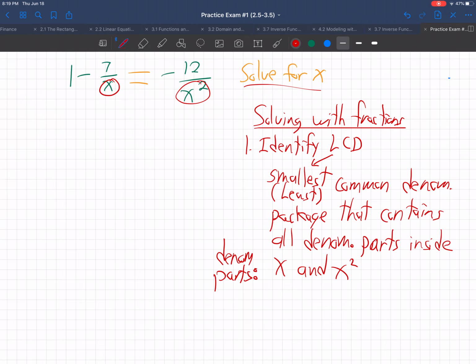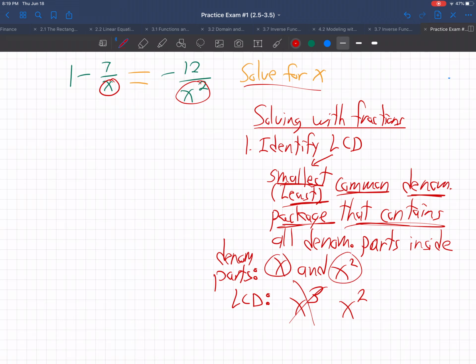Okay, and so what's the LCD? What's the smallest or least common denominator package that contains them all? Should you say, oh, x and x squared, I better do x cubed? No, that's not the smallest. That does contain them both, true. But x squared itself, I know that's one of the two, but that works, huh? That contains them both. So let me put that back the way it was.